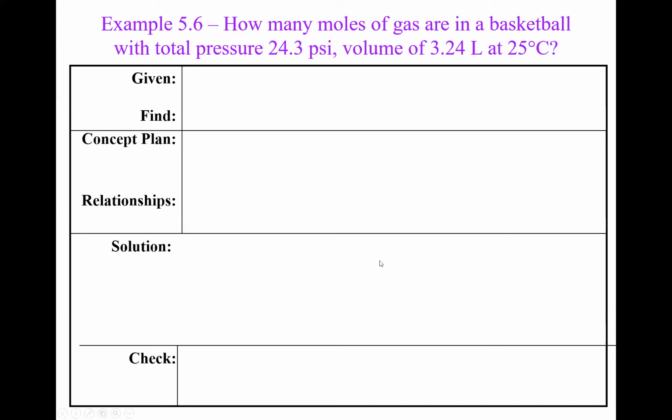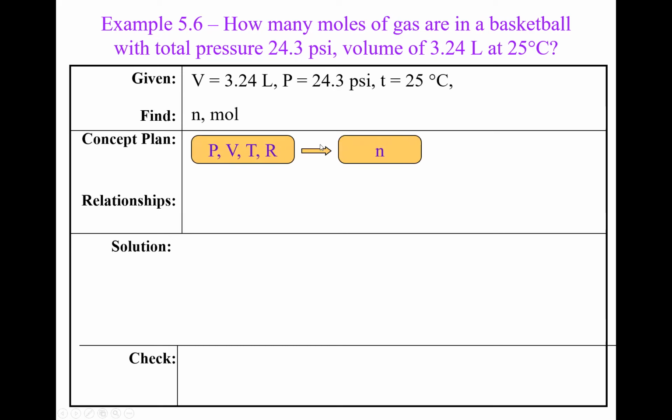So the first thing I noticed before we tackle this, psi is not going to work for the gas constant that we use, and neither is Celsius. So they gave us P, V, and T. The problem is they're in the wrong units. So first thing you're going to want to do is switch those to the right units. And then we know the ideal gas law will get us to what we want. We need to rearrange it to get the thing that we want by itself.